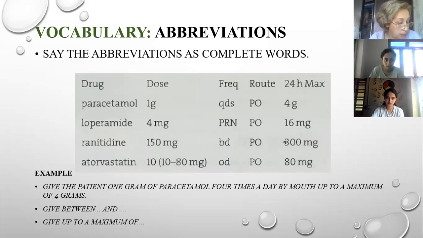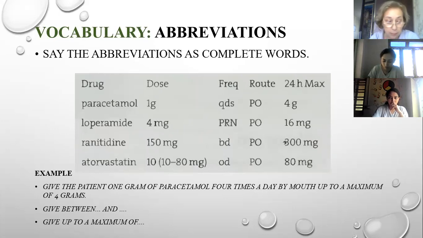Now, please, Labib. Yes, ma'am. Give the patient 115 milligram of ranitidine twice daily by mouth up to a maximum of 300 milligram. And how often? What is the frequency? Twice daily.